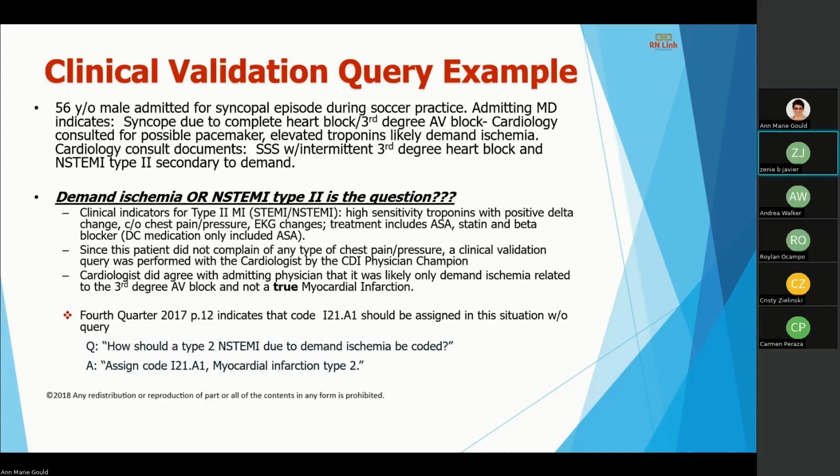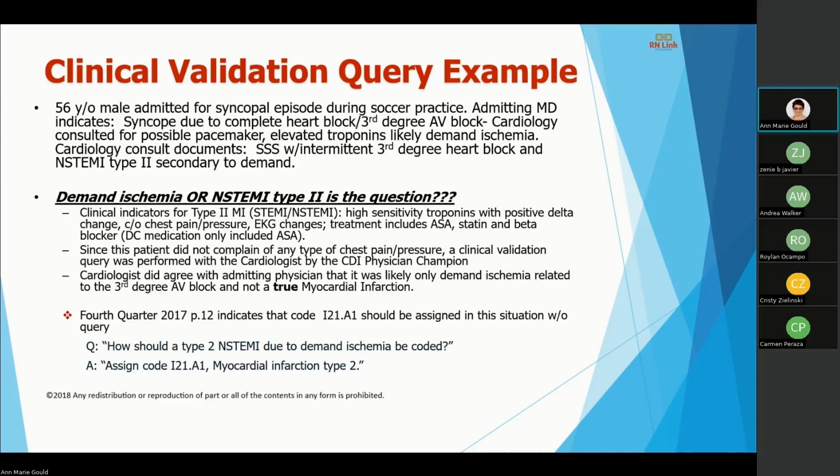So when it comes to type 2 MIs, type 2 MI is never the principal diagnosis, as we know. That's per coding rules, right? It's always a secondary diagnosis because there's an underlying cause for that type 2 MI. But you want to make sure that you have the clinical indicators, the clinical evidence in the record. Did this patient complain of any chest pain or anything, palpitations? What did he complain of? Pressure. You have to have some type of sign and symptom to really code that type 2 MI, like EKG changes. Yeah, he had third degree block, those were the EKG changes.